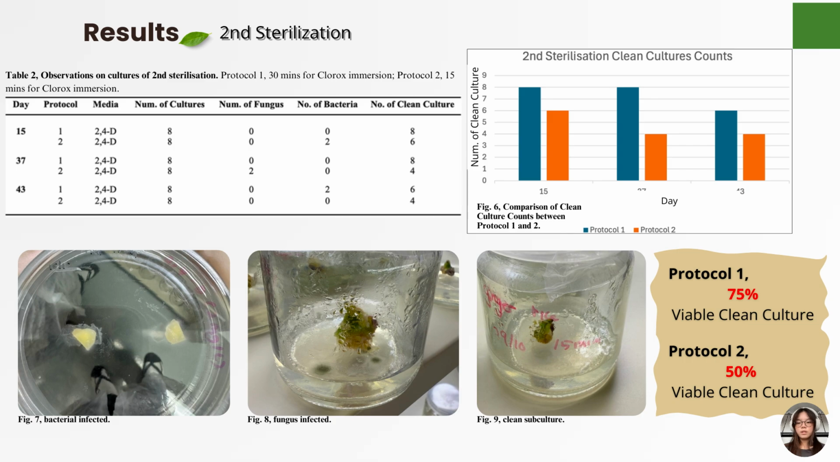But at the end, there's only 75% of viable clean culture left for Protocol 1 and 50% of viable clean culture for Protocol 2. We also summarized some of the significant observations for the second sterilization. Figure 7 shows the bacteria-infected cultures that we didn't obtain in sterilization 1, figure 8 is the subculture infected with fungus, and figure 9 is the clean culture that we obtained.